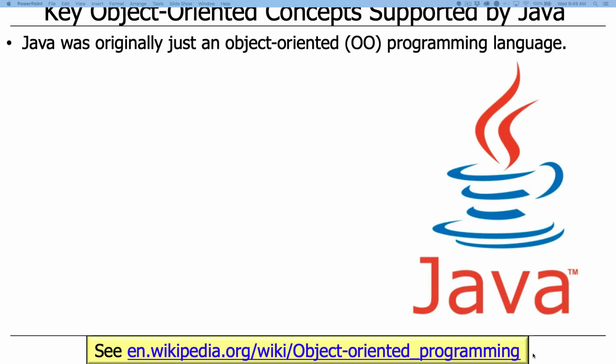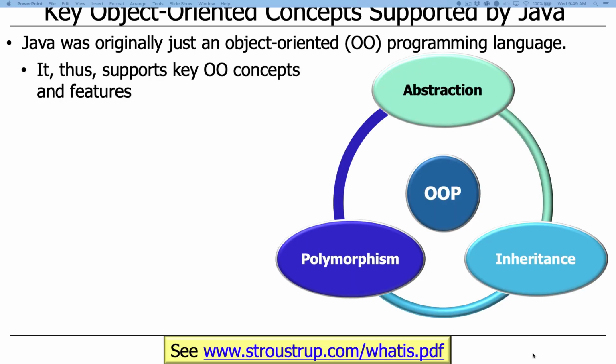Java came out in 1995. It was based on some earlier work that was done at Sun Microsystems called Oak a few years before. And it was originally just an object-oriented programming language. And what that means is it supports object-oriented concepts and features.